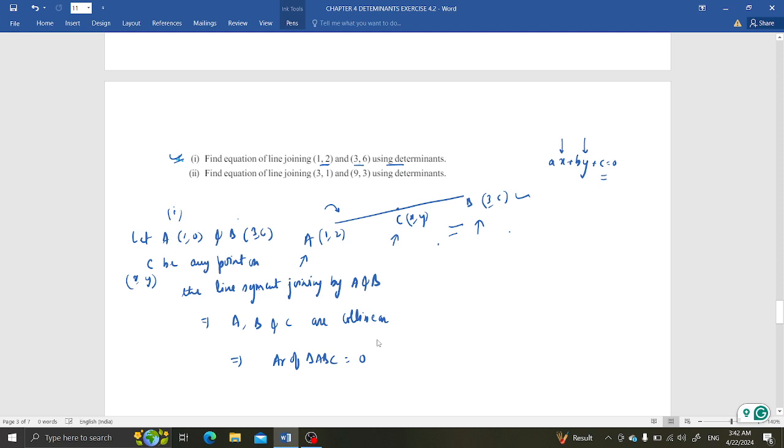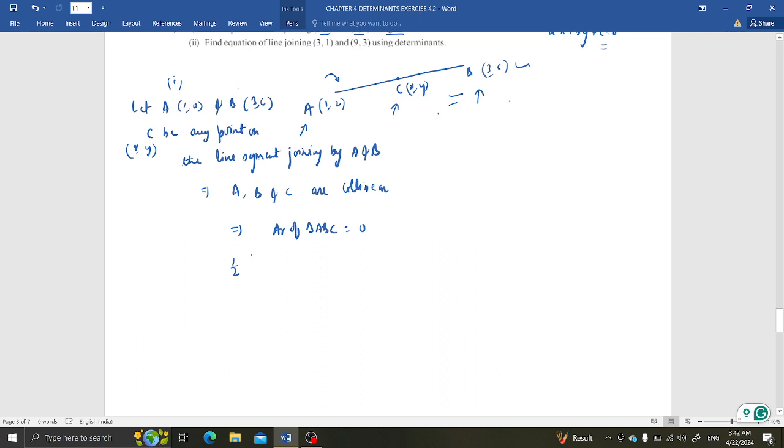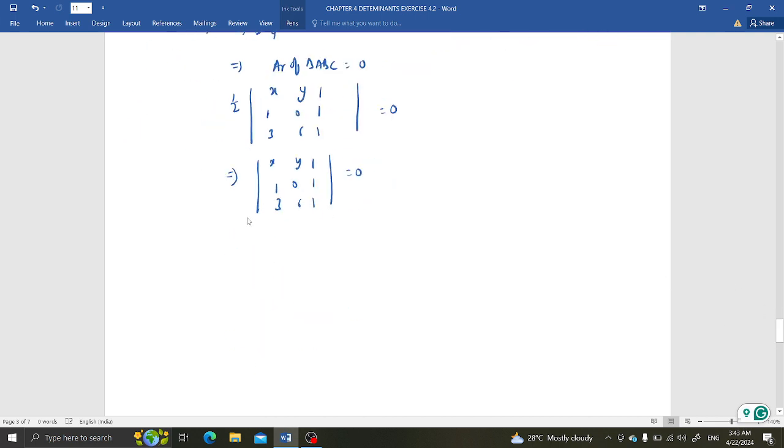If the area of the triangle ABC is 0, it means that 1 by 2 times the determinant with rows x y 1, and the other points 1 0 1 and 3 6 1, has to be 0. 1 by 2 can't be 0, so this determinant has to be 0. So this implies that the determinant x y 1, 1 0 1, 3 6 1 has to be 0. Now we will expand this determinant and we can find the value easily.